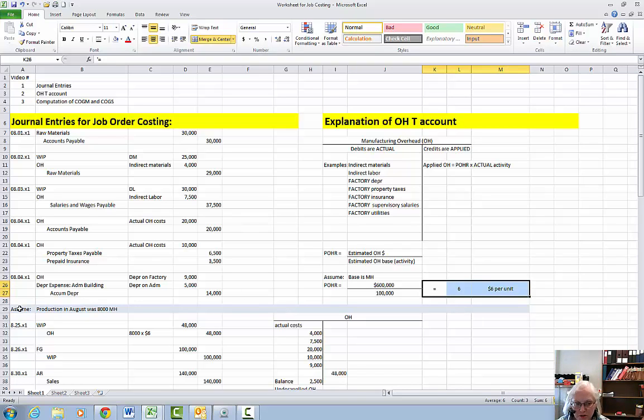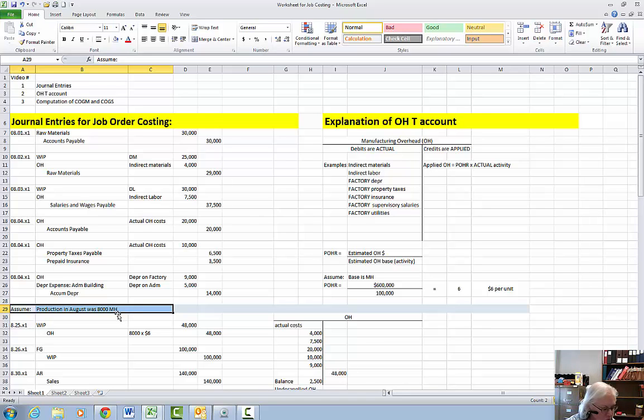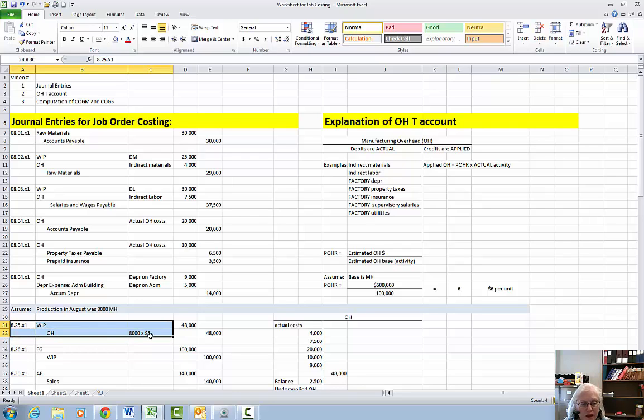So if we go back to our journal entries and we assume that we worked 8,000 machine hours, then I'm going to debit work in process, credit overhead for the 8,000 machine hours times $6 per machine hour for $48,000.